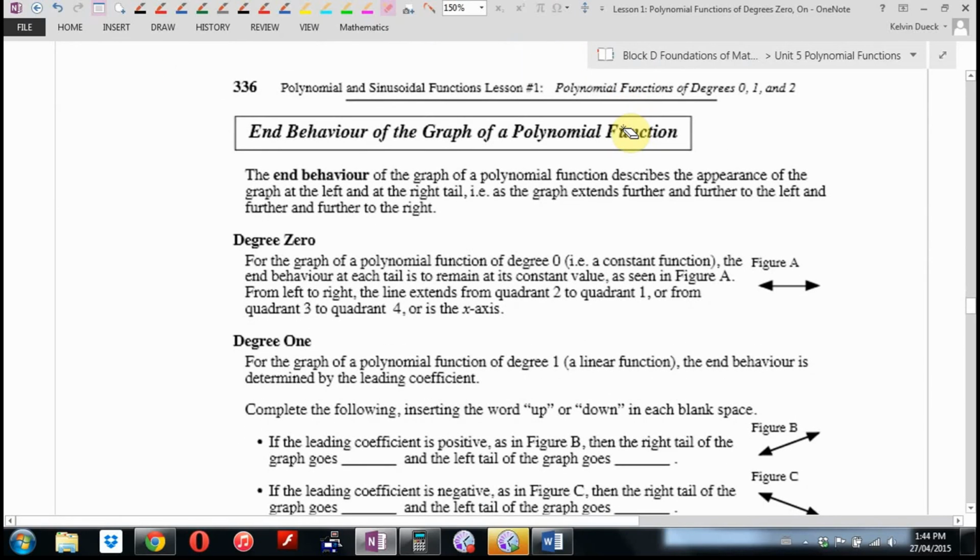New concept. This is brand new. We want to talk about the end behavior. What we mean by that, Ashley, is how does the graph behave as it exits the screen? I know here in the middle there's weird stuff happening. How does the graph behave as it gets towards its ends? What's its end behavior? So the end behavior of a graph, of a polynomial function, describes the appearance of the graph at the left end and at the right tail. Left tail and right tail, the ends, as it expands.